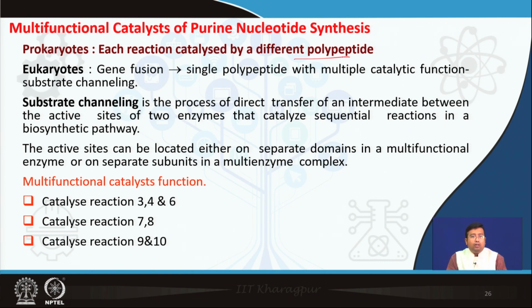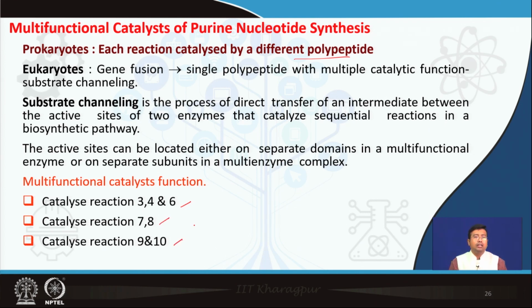However, in eukaryotes, like many other such multi-enzyme polypeptides, for example in fatty acid synthesis, we saw that a single polypeptide was coding for multiple enzymes. Similarly, over here, there are basically 3 polypeptides that are catalyzing multi-catalyst reaction steps: steps 3, 4, 6, steps 7 and 8, and steps 9 and 10. That leads to a phenomenon that is known as substrate channeling.